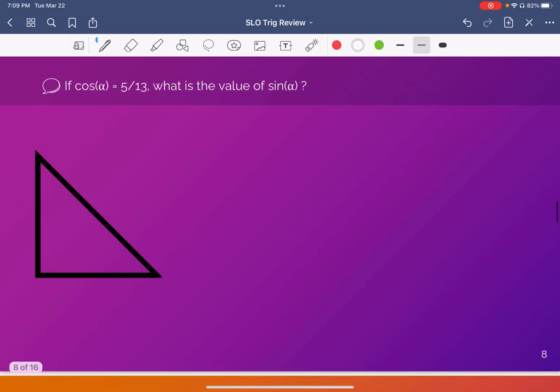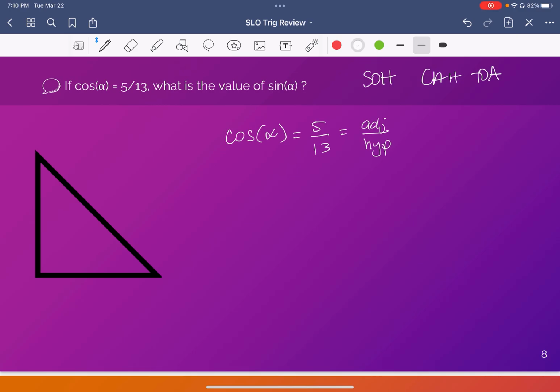If cosine alpha is 5 over 13, what is the value of sine alpha? Now remember, if you use SOHCAHTOA, cosine is equal to adjacent over hypotenuse. So in essence, we now have two legs of the triangle. So this one is a right triangle.